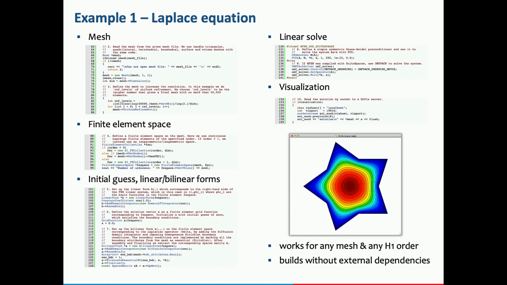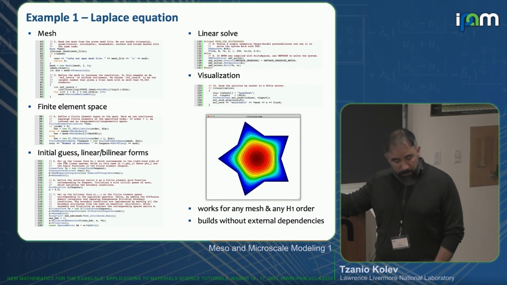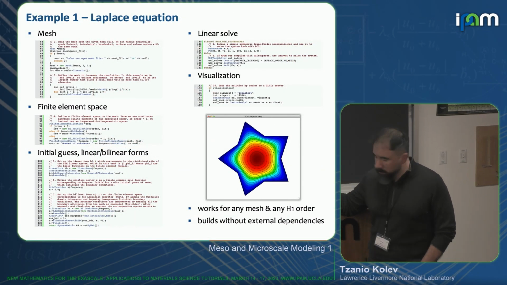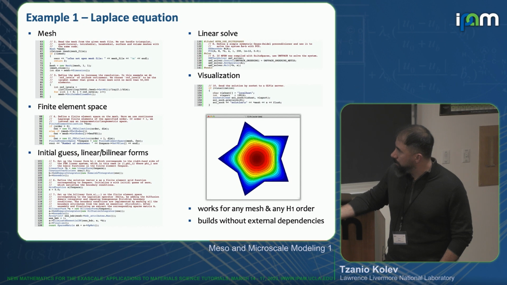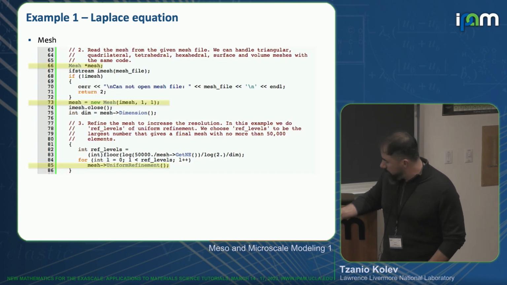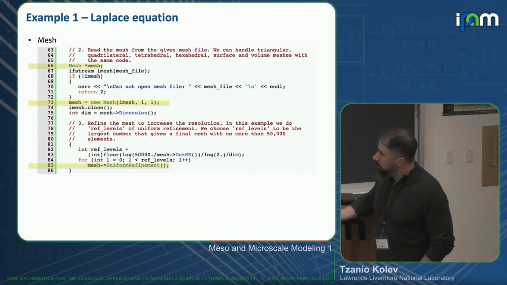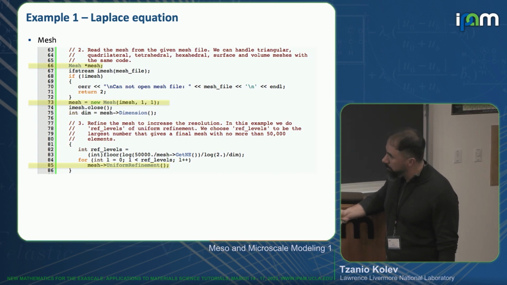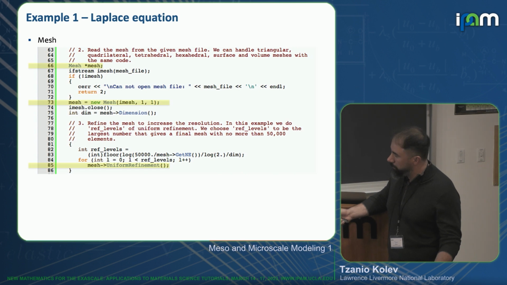In MFEM, this is 100 lines of code that works for any order, any space, any dimensions, with no external dependencies. You can download and build this in 5 minutes and run it on your laptop. Most of this code actually is comments. This is C++ code, so you create a mesh object of class Mesh, you read it from a file, and then you refine it a few times.